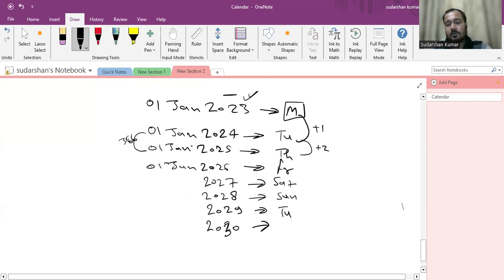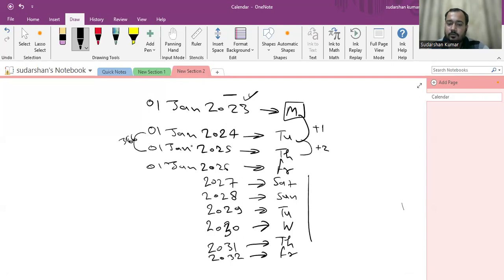On 1 January 2030, we add 1. It will become Wednesday. On 2031, it will become Thursday. On 2032, it will become Friday. On 1 January 2033, we add 2 because in 2032 there is 29 Feb. So we get Sunday. And on 1 January 2034, we get Monday.